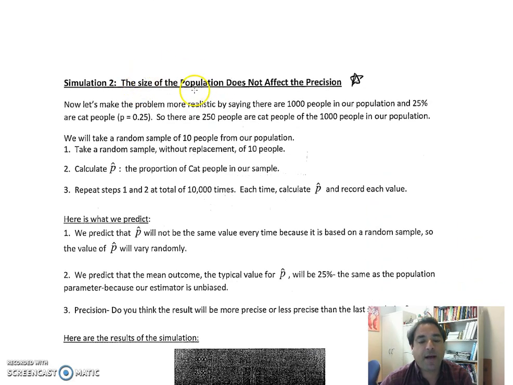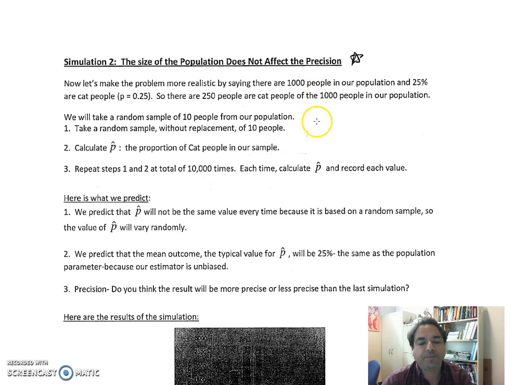Big idea number two: the size of the population does not affect the precision. This is the one people have a little bit of issue with, because they're like, doesn't the size of the population matter? It does, but if your population's large, you're good. If your population's large, then you're good. So I'll come back to big idea 2.